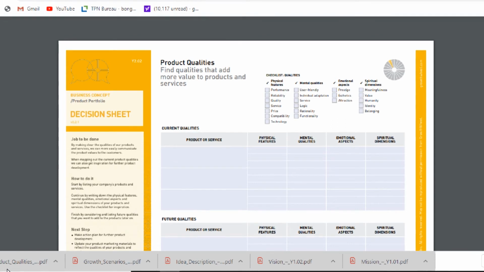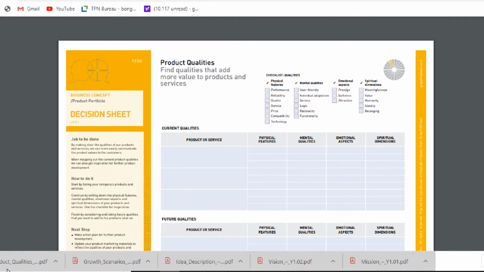You look at the service that comes with the product. You look at the logic of the product versus the price. You look at the functionality. How does it function? How does it make you feel when it functions better?